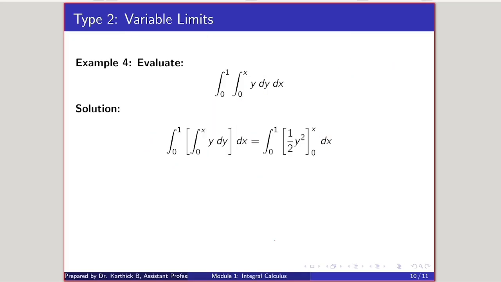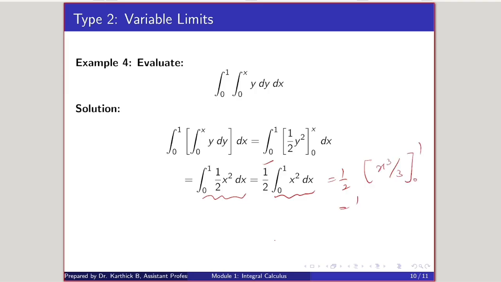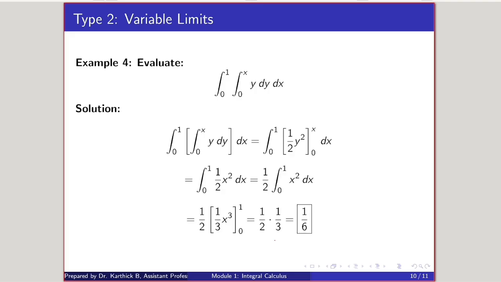On the next, we will do the same thing. First, we will evaluate the inner integral, and we already know that integral of y dy will be y square by 2, and then we will substitute the limit x. Then what you will get here is x square by 2. This will be the outer integral. We may take 1 by 2 as a constant. Then we will evaluate 1 by 2, x cube by 3 from 0 to 1. We make it 1 by 6 as the answer.